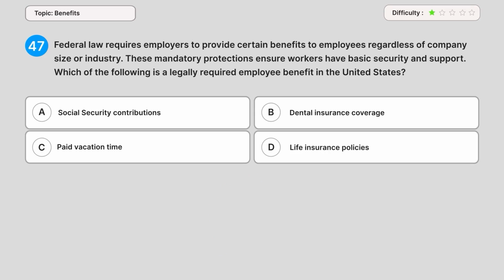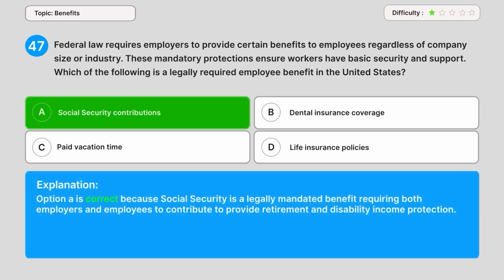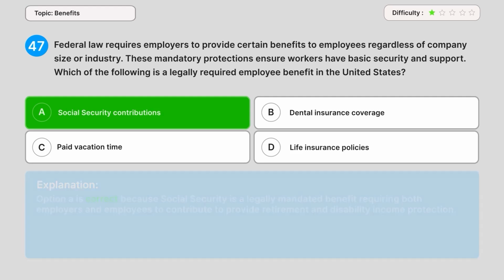Correct answer, A. Social Security contributions. Explanation: option A is correct because Social Security is a legally mandated benefit, requiring both employers and employees to contribute to provide retirement and disability income protection.